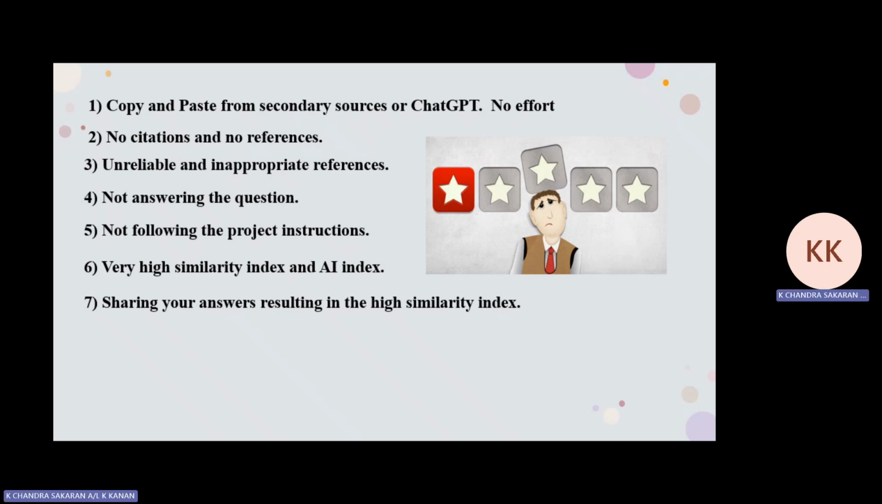Sharing your answer. Please do not share your answer. You can discuss with your friend, but do not show them your answer. If your friend takes your answer, then you have two same answers with a very high index. Both will fail.